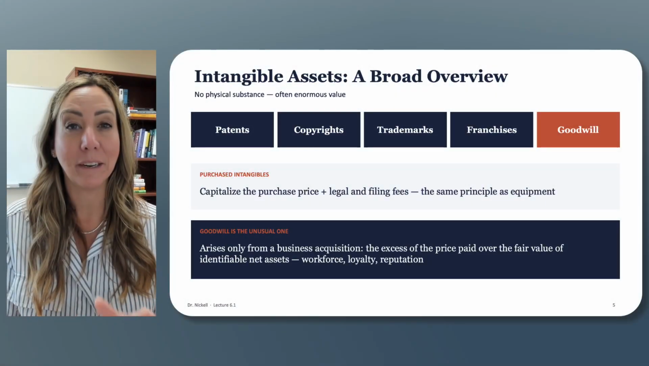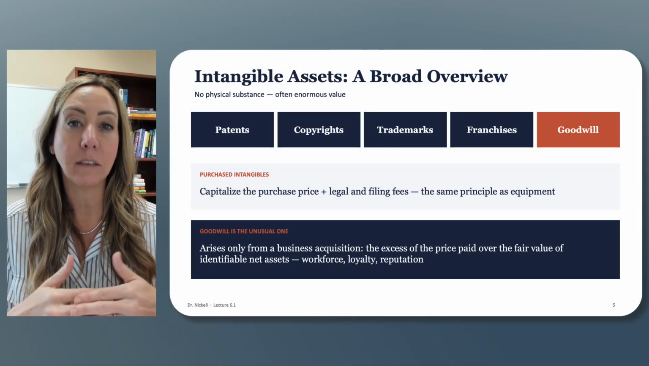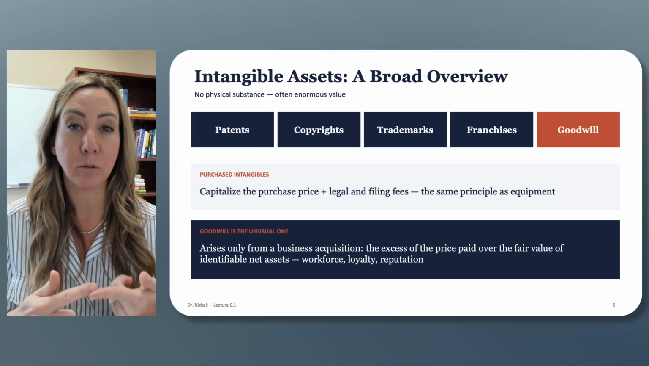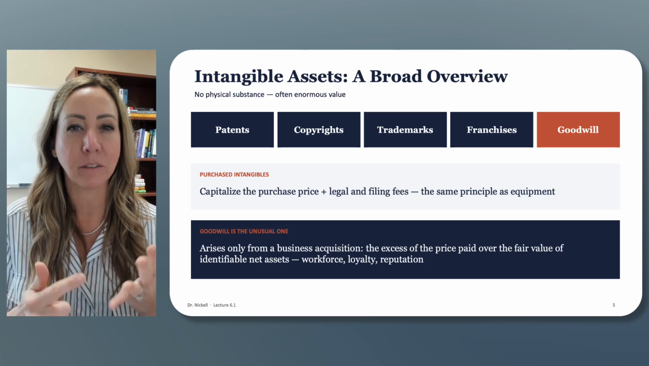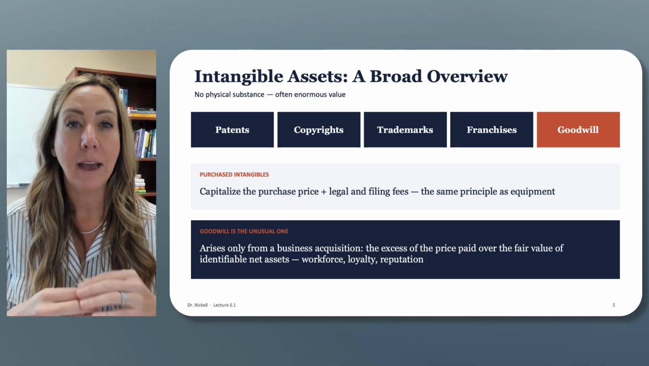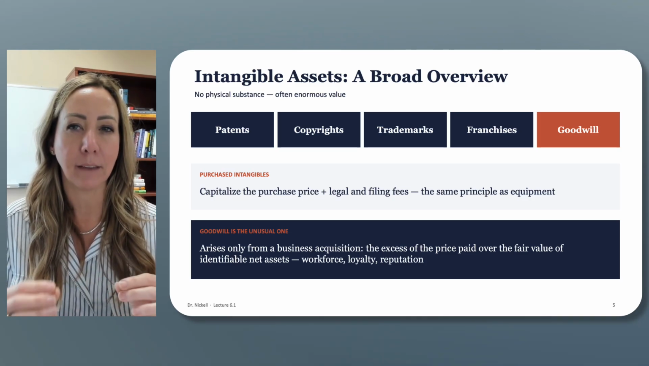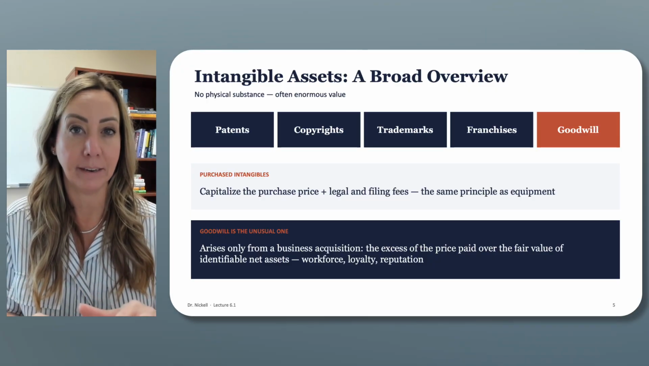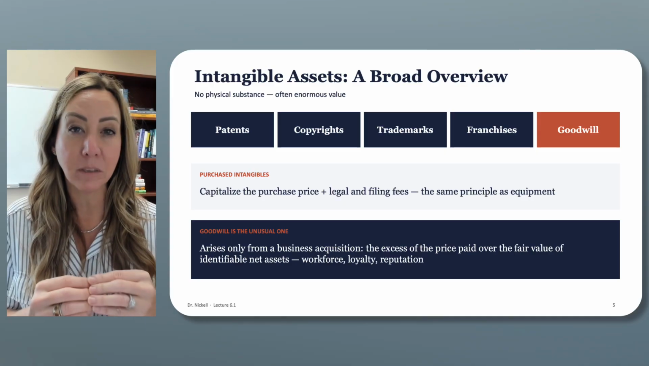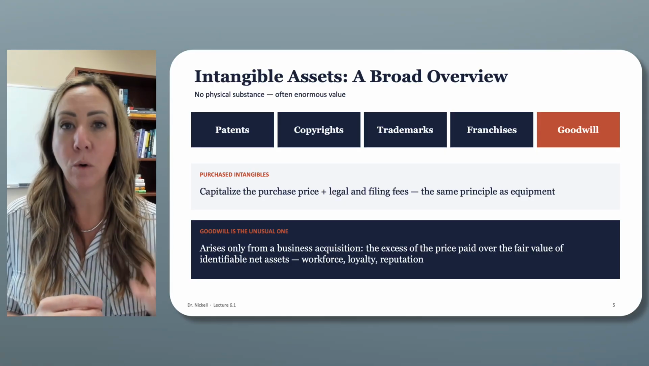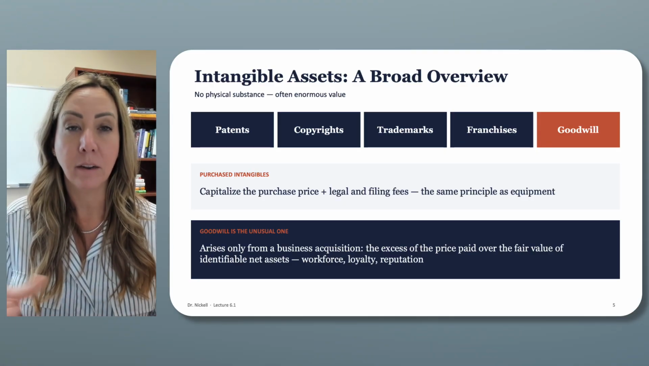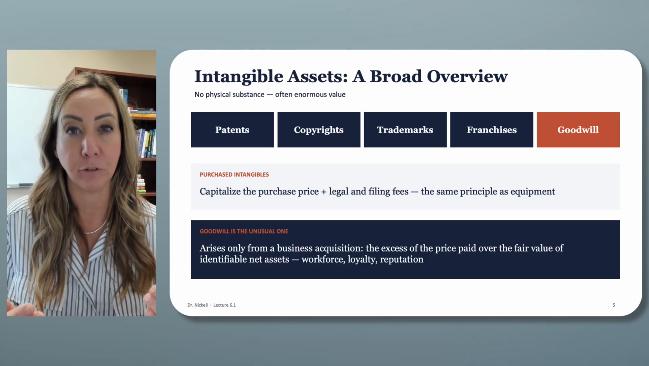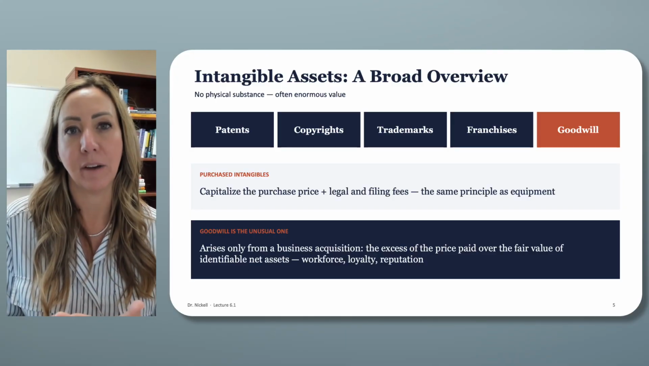Now, another category of long-term assets are intangibles. These are assets with no physical substance, but they can be enormously valuable. Major types are patents, copyrights, trademarks, franchises, and goodwill. At this point, I just want you to recognize these categories and have a general understanding of the types of costs that go into acquiring intangible assets. The acquisition principle is exactly the same as for equipment. When we purchase an intangible asset, we capitalize and include the purchase price plus any costs necessary to get it ready for use, most commonly legal and filing fees.